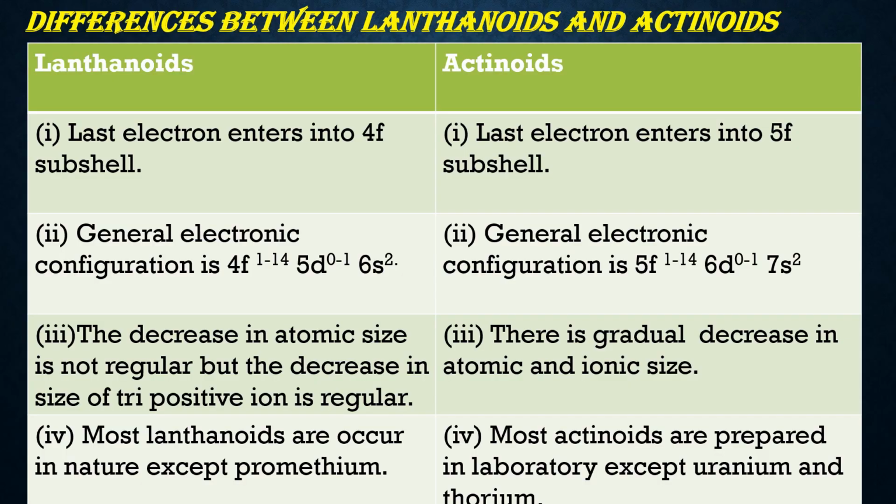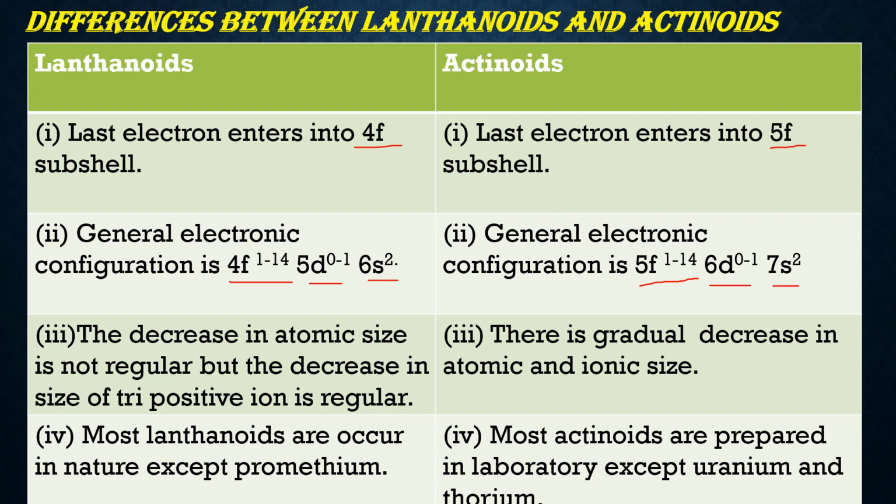Now the next and very important topic is, what is the difference between the lanthanoids and actinoids? The first difference is that in lanthanoids the last electron enters the 4f subshell, while in actinoids the last electron enters the 5f subshell. The general electronic configuration of lanthanoids is [Xe] 4f1 to 14, 5d0 to 1, 6s2, and the general configuration for actinoids is 5f1 to 14, 6d0 to 1 and 7s2.